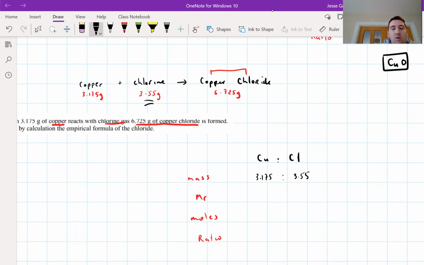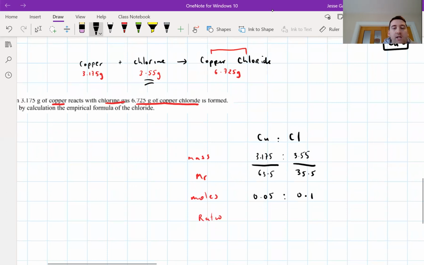The Mr of each one, well, copper is 63.5. We've seen that a lot in these questions. Copper seems to come up a lot, 63.5. And chlorine is 35.5. Put them in the calculator, find the moles. What we get is 0.05 moles of copper to 0.1 moles of chlorine. Find the simplest whole number ratio. Pause the video, do that now if you haven't done it already.